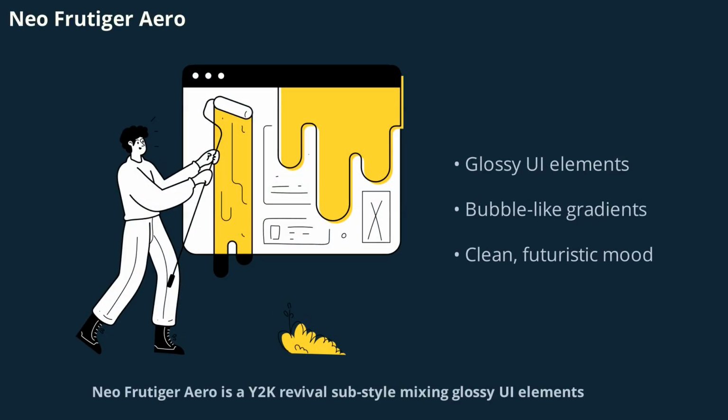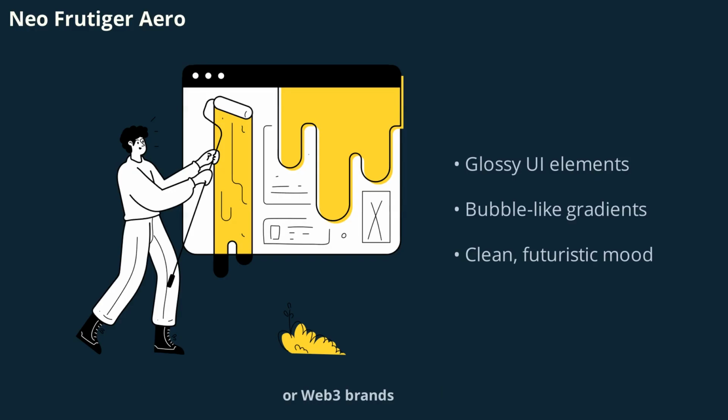Neo-Frutiger Aero is a Y2K revival substyle mixing glossy UI elements, rounded sans serifs like Frutiger, and bubble-like gradients. It's clean, futuristic, and retro at once. Core elements are aqua blues, semi-transparent bubbles, gloss overlays, friendly icons, and rounded UI. The mood is futuristic, nostalgic, and clean, perfect for tech, playful fintech, or Web3 brands.